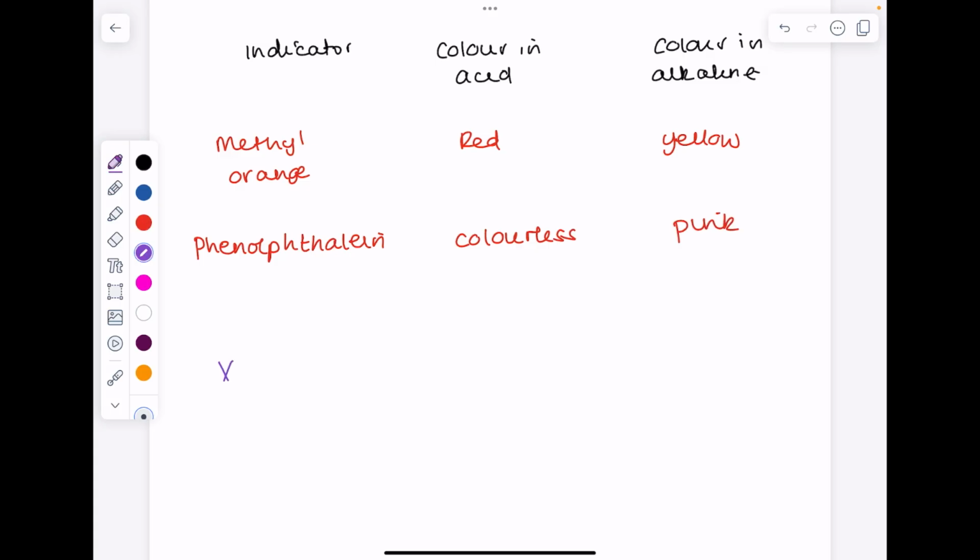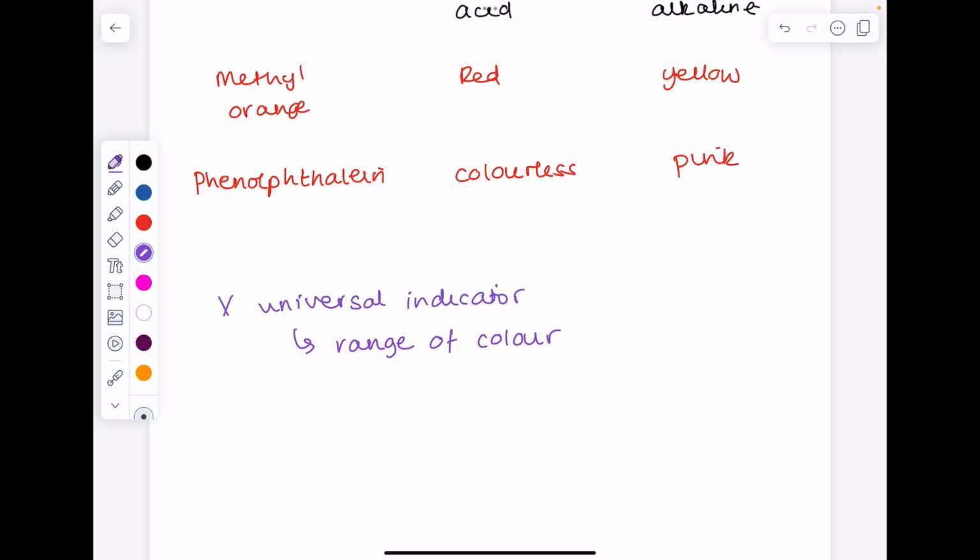You don't want to use universal indicator in a titration. It would be totally unsuitable, and that's because it has a range of colours, remember? Green in neutral, blue in strongly alkaline, red in strongly acid, and you have no sharp colour change, which is crucial if you want to see the endpoint of a titration.